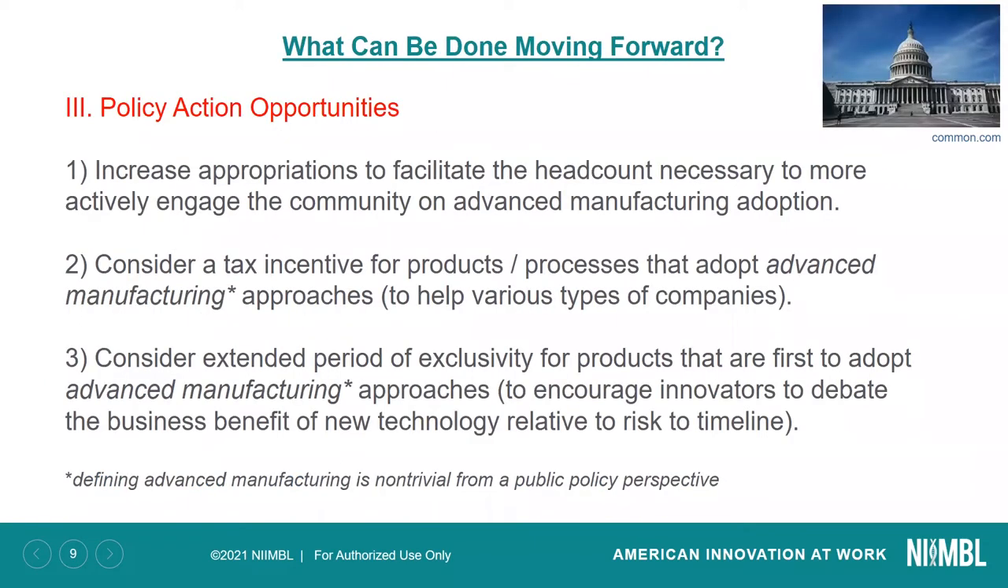So they're not necessarily things that people in the agency could do themselves. And I realize when I put up policy ideas, I limit the ability of federal employees to comment too much, but they're not active policies per se. So the first that I'd like to throw out there is to increase appropriations to the agency to facilitate the headcount necessary to more actively engage the community on advanced manufacturing adoption and implementation.